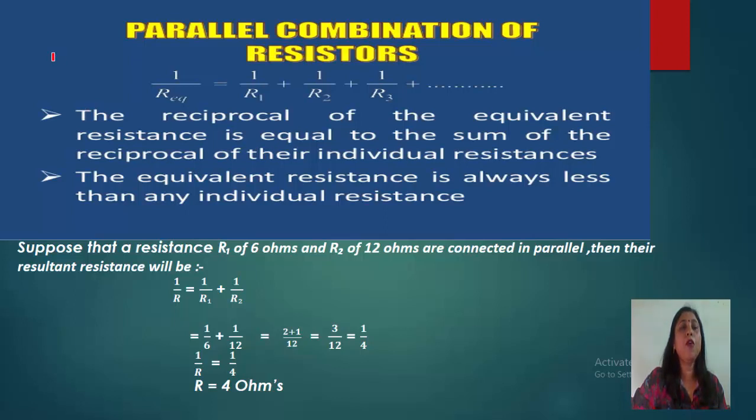This is the law of combination of resistors in parallel. The resultant resistance is calculated by applying the law of combination of resistances in parallel, and according to this, the reciprocal of the equivalent resistance, you can see 1 upon R equivalent, is equal to the sum of the reciprocals of their individual resistances, and the equivalent resistance is always less than any individual resistance.